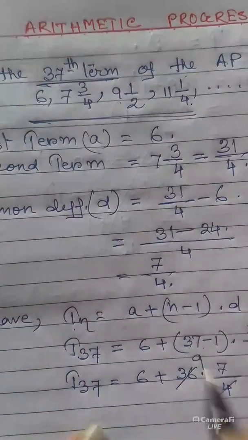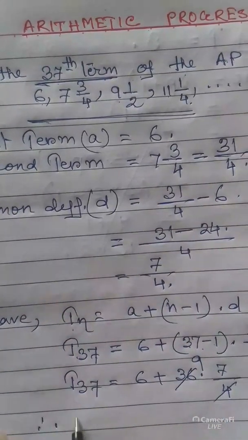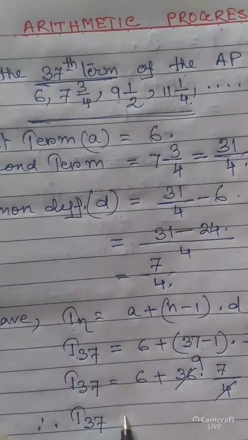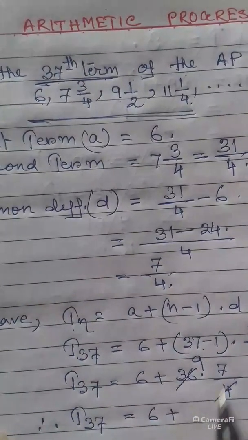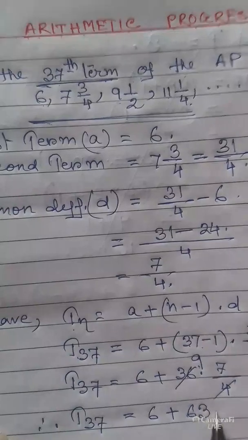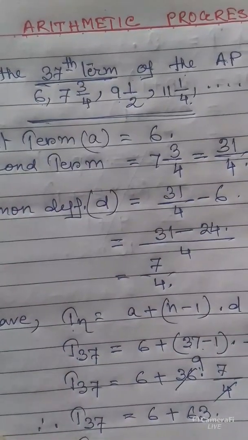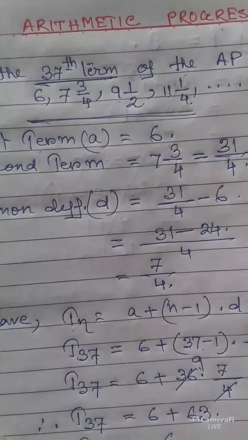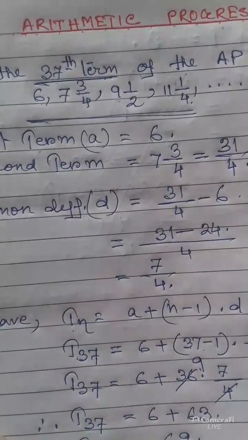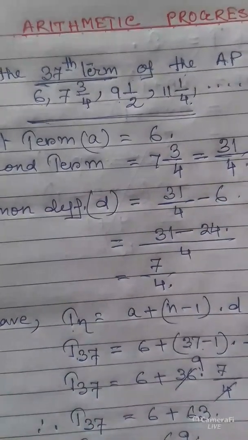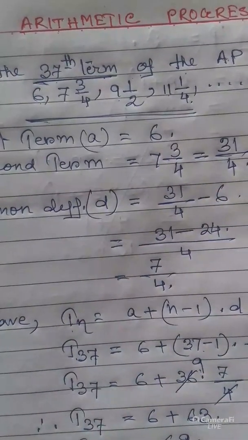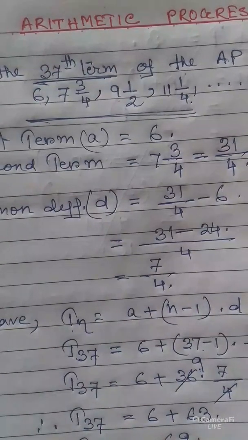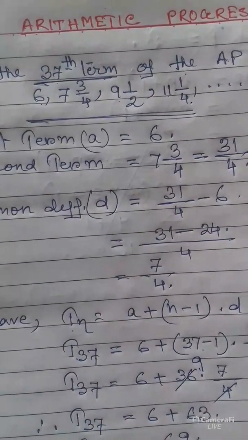4 nines are 36. Therefore, T37 equal to 6 plus 7 nines are 63. Again 6 plus 63 means 69. So 69. Find the 37th term. 37th term equal to 69.